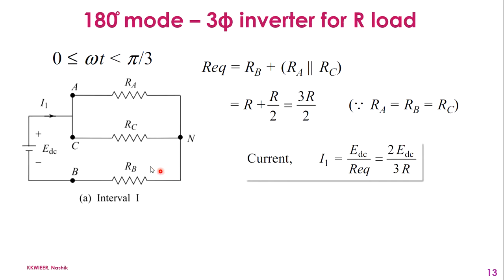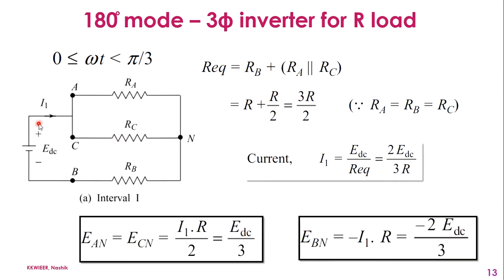Now the phase to neutral voltages EAN and ECN will be equal as these both are parallel lines. So EAN and ECN will be given as I1 into R. So substituting the value of I1 here, we will get EDC by 3. And EBN will be minus I1R, as the direction of I1 is in this, so the minus sign will be there. Substituting the value of I1, we will get minus 2 EDC by 3, the value of EBN.